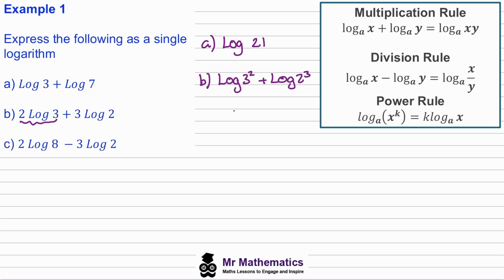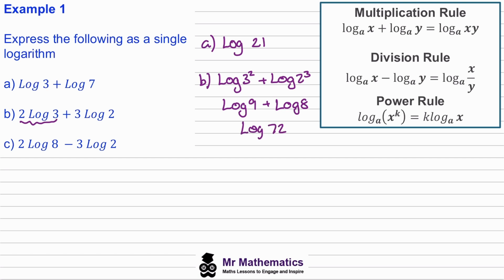We can simplify each of these. We got log of 9 plus the log of 8. And then we can use the multiplication rule to put these together. So it becomes the log of 9 times 8, 72.